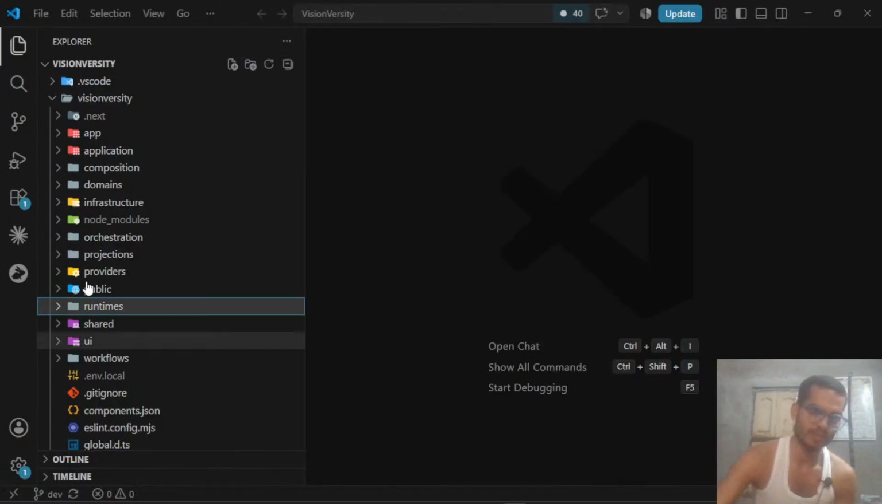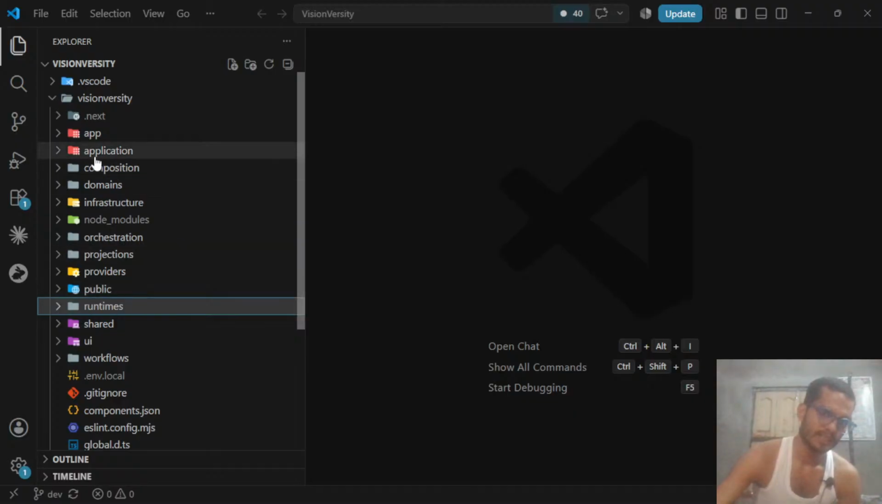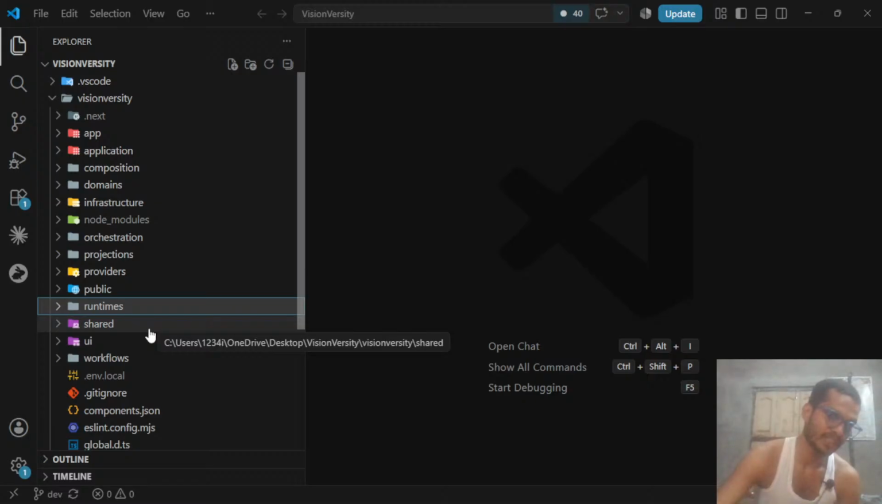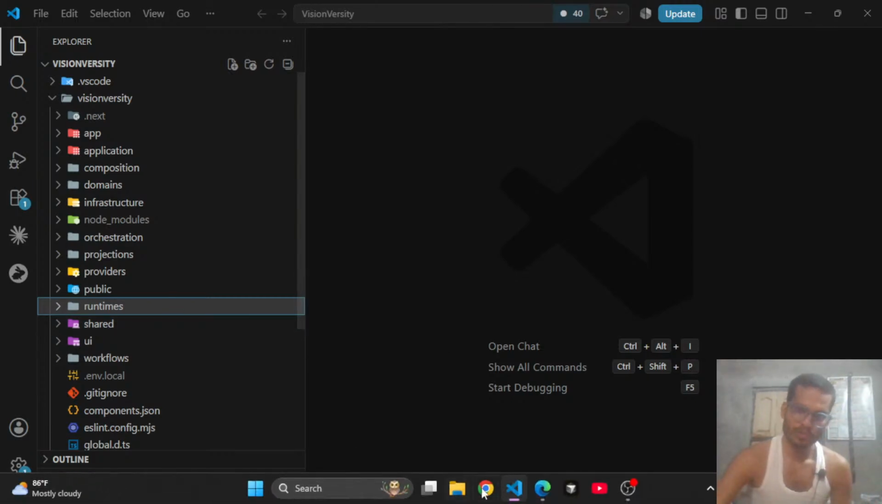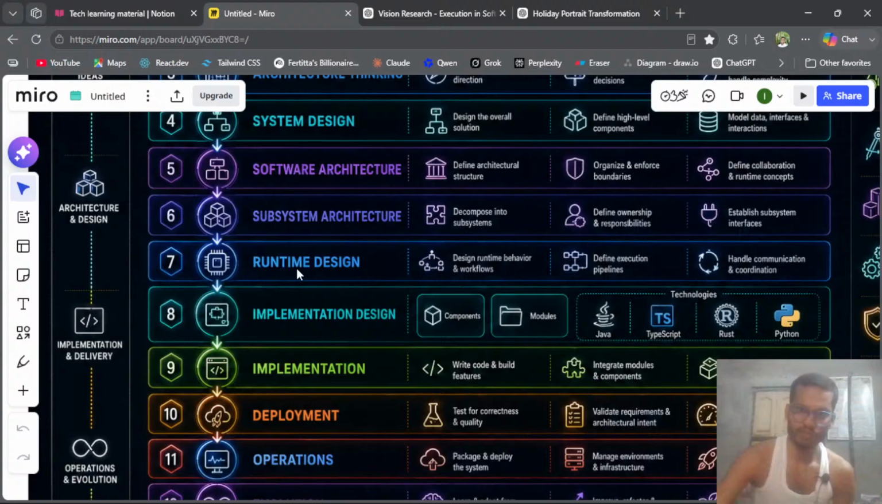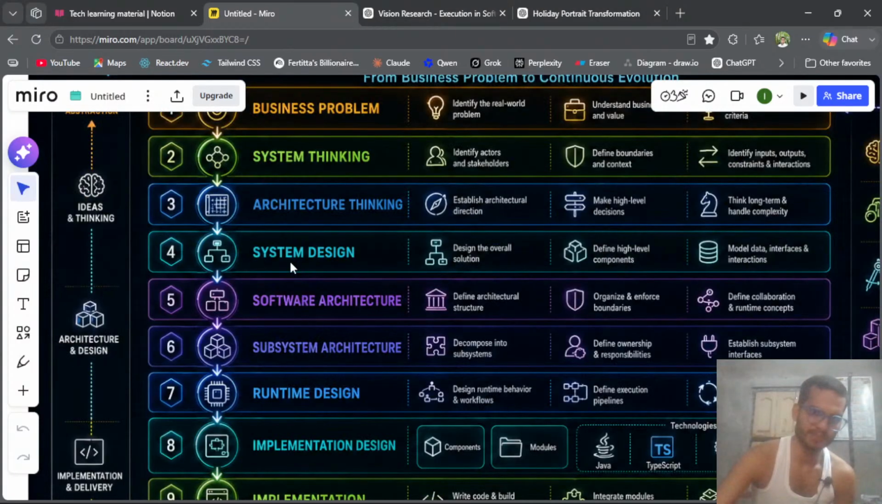So here I'm just showing my code base. It has more than 90,000 lines of code and more than 1,400 files. So the technical code base doesn't help you out. To understand these things, we have to understand how systems are designed, and software architecture.